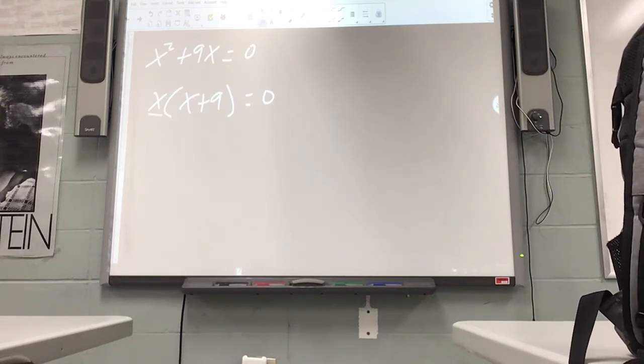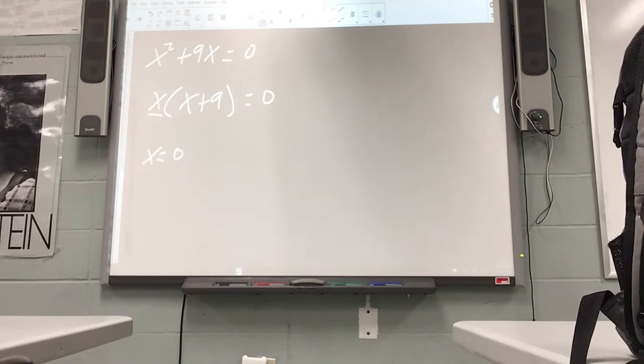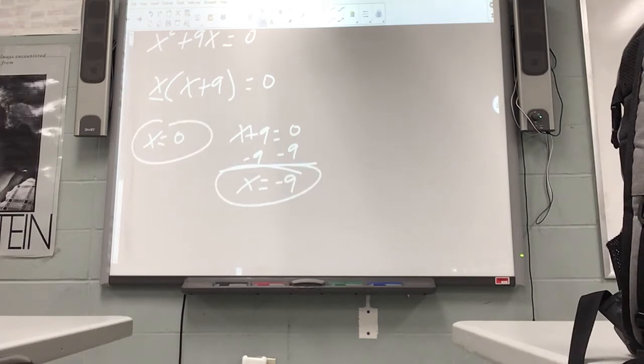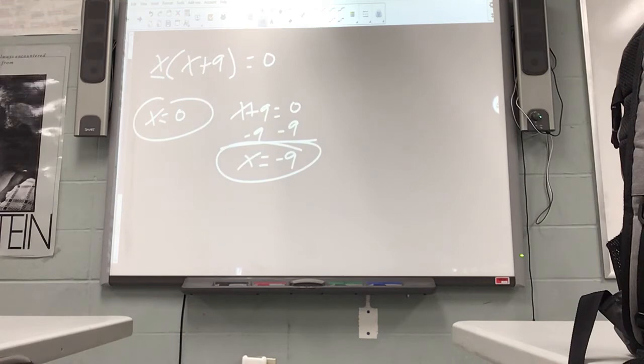So we got x. Set that equal to 0, that's already solved. There's one of your answers. And then we take x plus 9, set that equal to 0 and solve. So there are your 2 answers. Remember, we can have 2, 1, or no real answers.